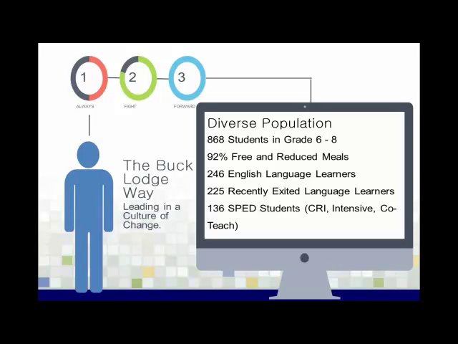We have a very transient population here at Buck Lodge, but we also have a very diverse population, where we have over 60 different countries represented throughout the building. Also, the very unique feature is that 80% of our population is Latino or Hispanic, but that other 20% is everything under the sun. As I mentioned, well over 60 different countries are represented. Next slide, please.